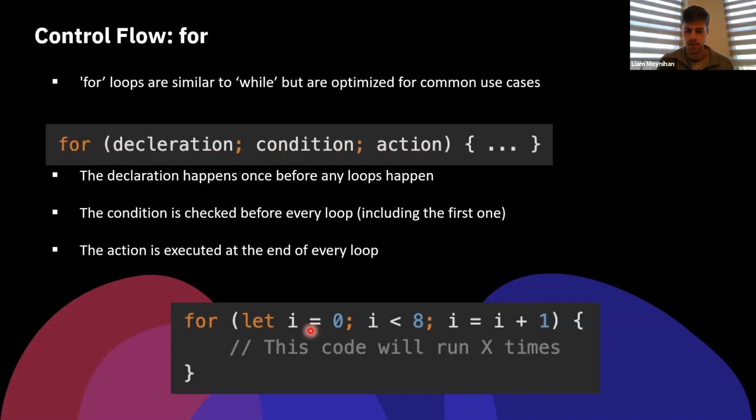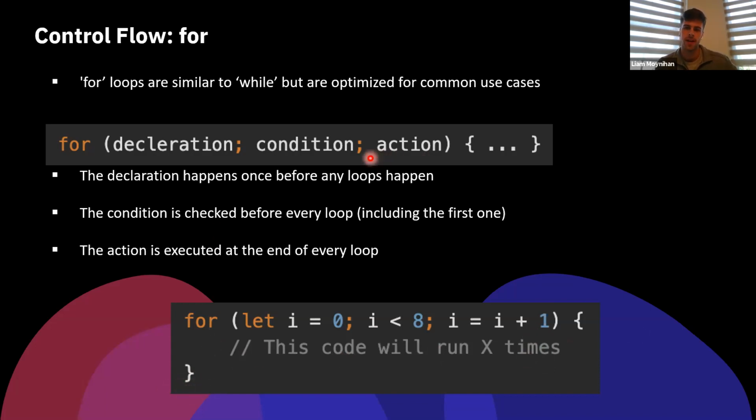So we'll look at this example down here. The declaration is something that's going to be run once before anything in the loop happens. So here we're defining a variable called I, and we're going to set it equal to 0. The condition is just the same as the while loop condition. It's something that's going to be checked every time. If it's true, the code will run. If it's false, then the code is going to break out of the loop and start down here.